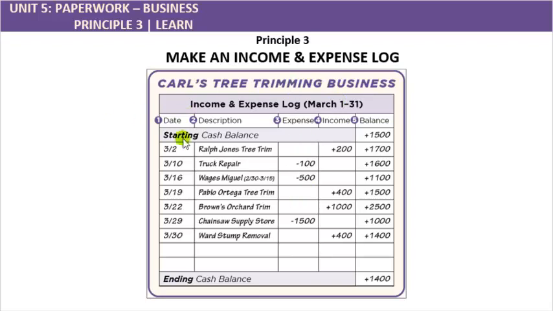Okay, so now let's discuss. Looking at the chart, you can see this chart on page 17 of the participation manual. So looking at this chart, how much did Carl start the month with? So remember, the month is March, isn't it? So the month is the month of March. So how much did Carl start at the beginning of the month? So we have the starting cash balance. So how much did Carl start at the beginning of the month of March?